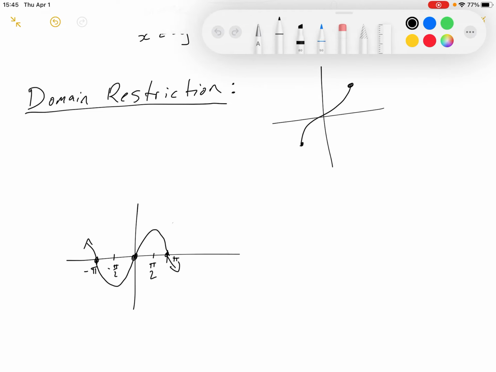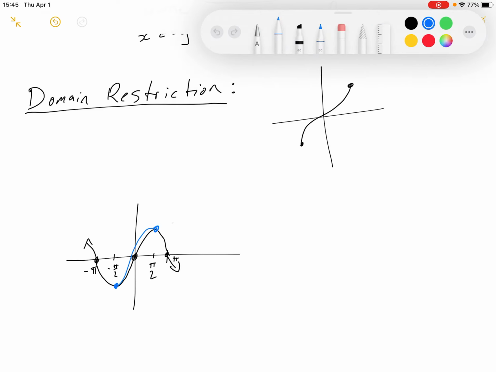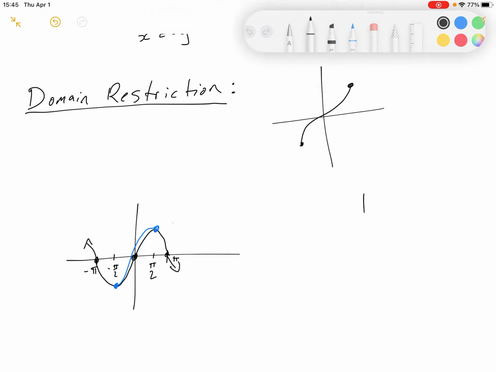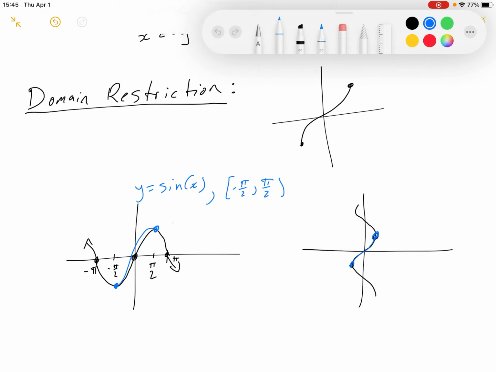And so what mathematicians decided is that instead of taking this entire graph, we're just going to stick to this region right here and see what happens when we flip that. And so when you graph this, we're actually just looking at that one little spot I showed you from Desmos. So it's going to go like that. So we're taking just this region, and this region here is actually the blue region for sine of x. So here we have sine of x, and it's being restricted from negative pi over 2 to pi over 2. This is called the domain restriction.